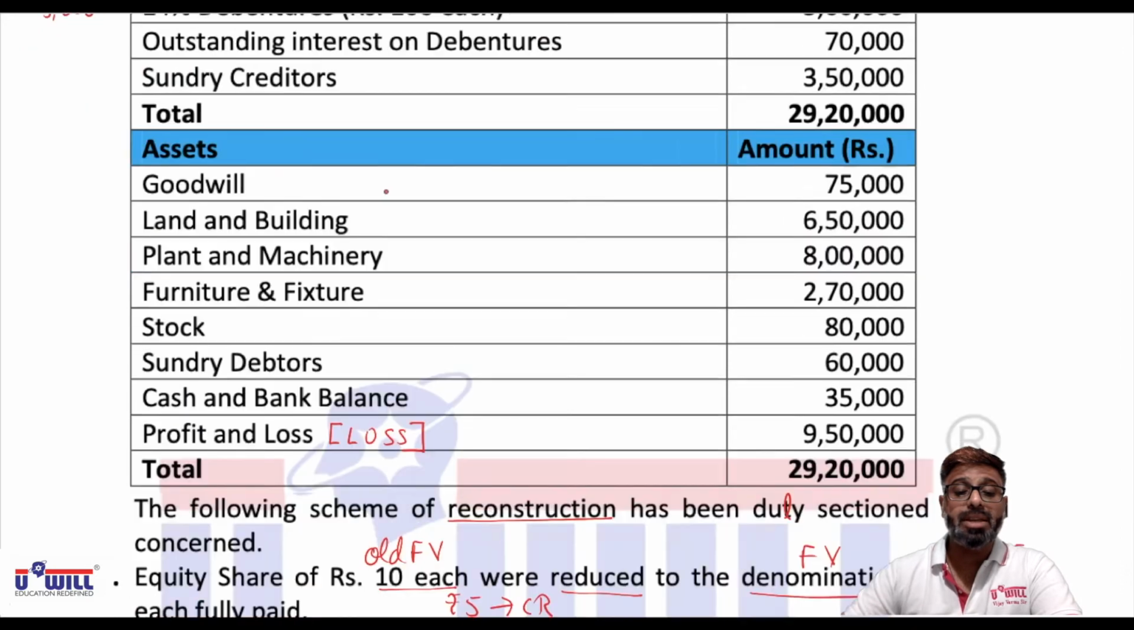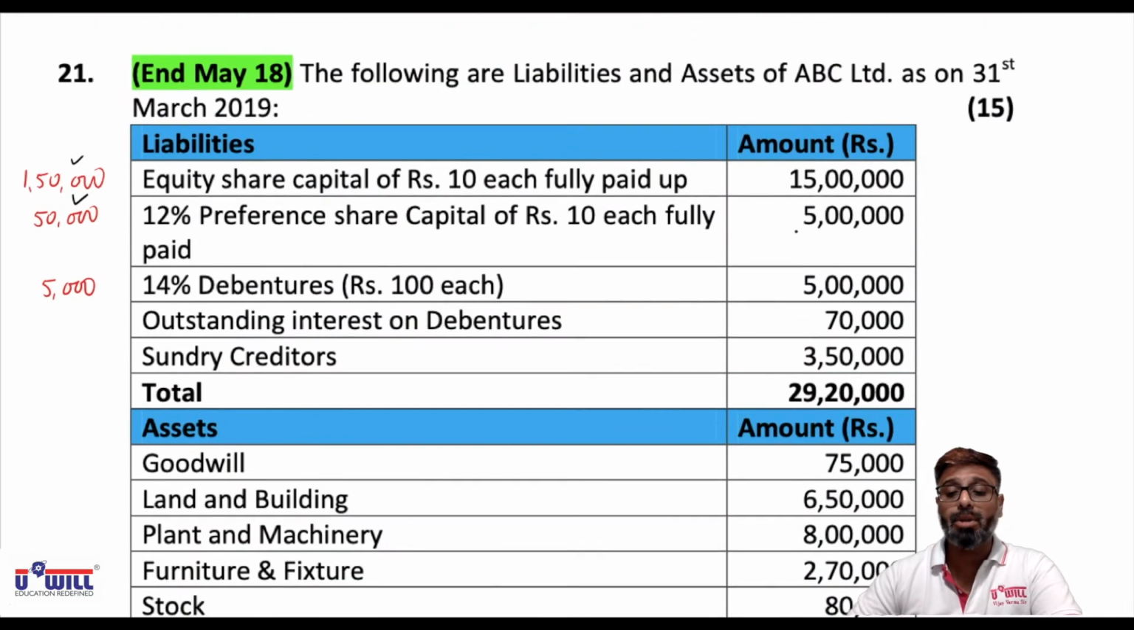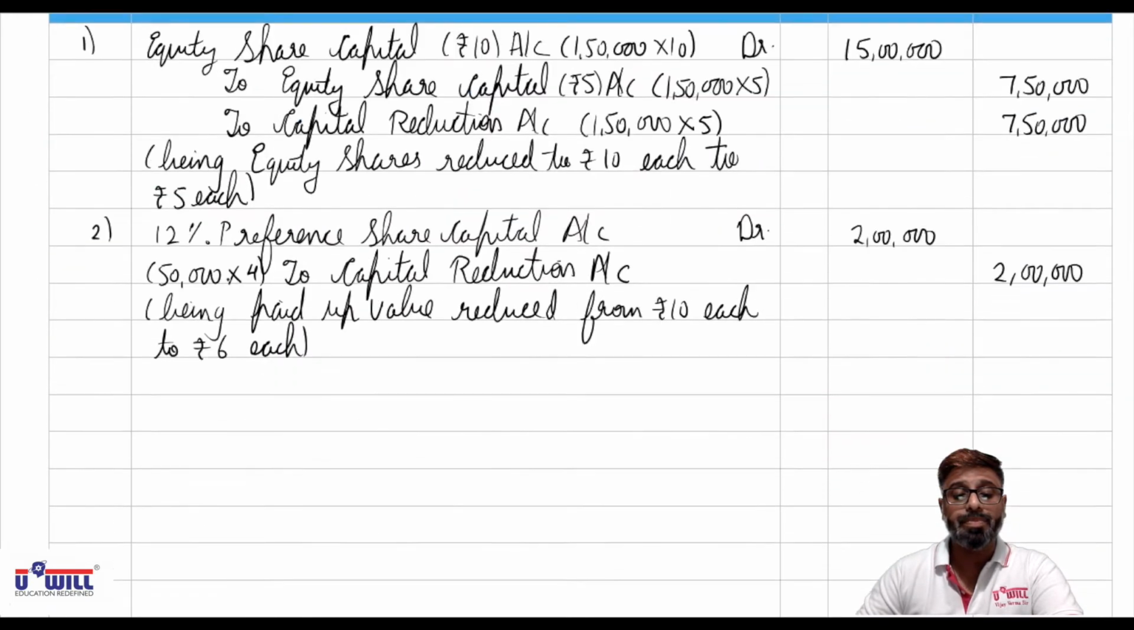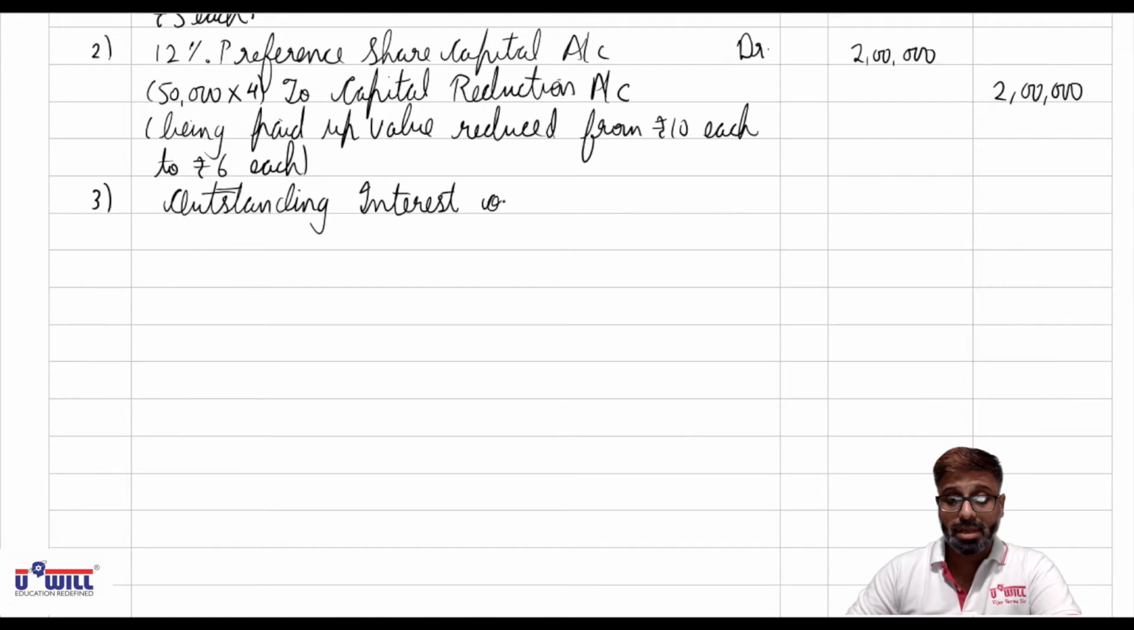Now adjustment 3, the debenture holders agree to forego, means sacrifice, the interest outstanding on debentures. So entire amount of interest 70,000 will be transferred to capital reduction. No mention is there about debentures, only interest amount is mentioned. So outstanding interest on debentures account debit 70,000.